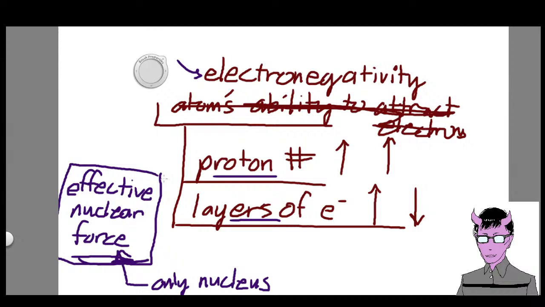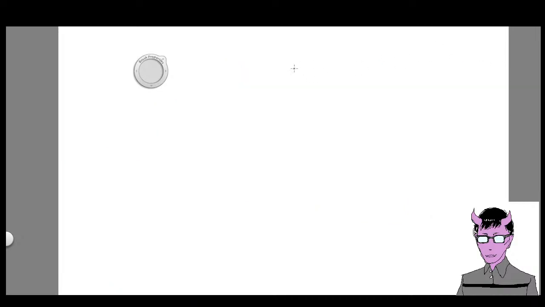So if you have 28 versus 10, then 28 protons has a higher effective nuclear force than 10 protons. But if you have 28 protons, it doesn't necessarily mean it has a realistically higher attractive force for electrons than an atom that has only 10 protons, because you have to consider the layers of electrons. But this comes more into play when you're talking about isoelectric atoms. Probably not today. Okay, so there's that.